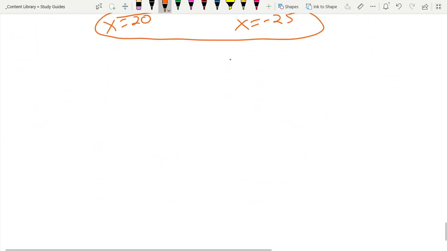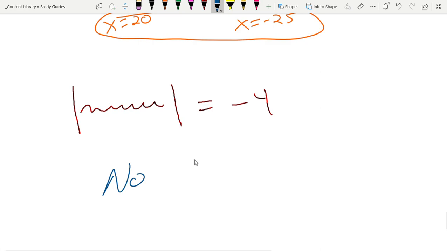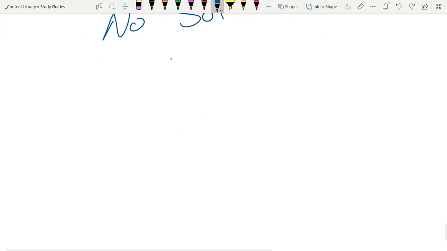Now, one thing you do need to make sure you're aware of, this isn't on the study guide. If you had the absolute value of something in here equal to negative 4, you would say no solution. Because you can't put a 4 in here and get, this is saying distance is negative. There's no such thing as distance equaling a negative. So just make sure you're aware of that if that happens on the test.